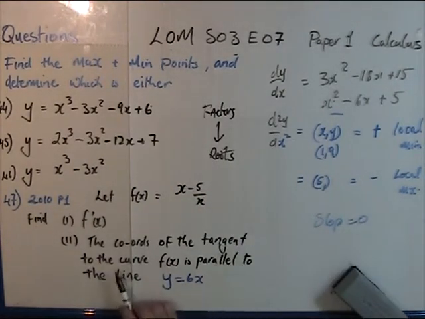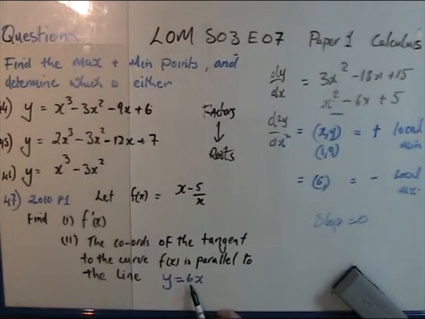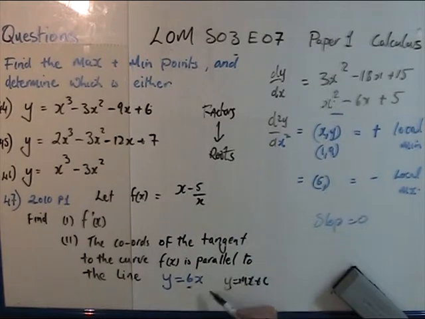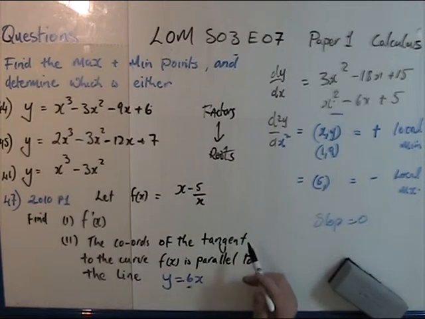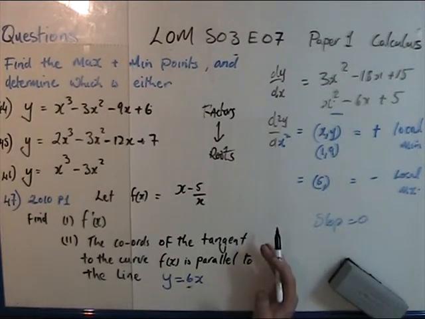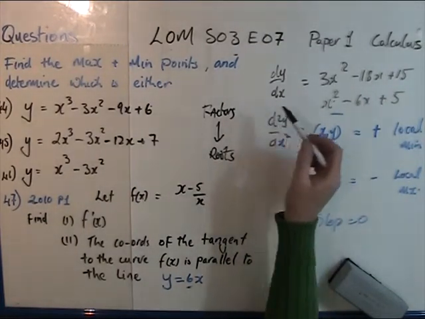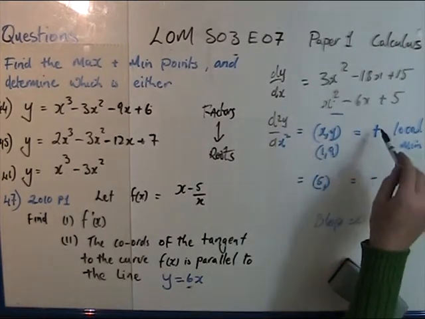Find the coordinates where the tangent to the curve f(x) is parallel to the line y = 6x. I can know the slope there. y = mx + c, and this is a parallel line, so therefore the slope will equal 6. Now that's enough said about that. But you see what you're doing here: you're messing with slopes, you're messing with coordinates, and now putting the coordinates into the original equation, the y, and then putting them back into the derivative to find out which is the local maximum.